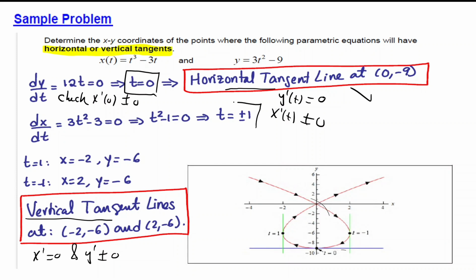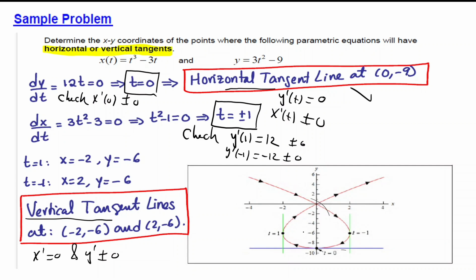And you have to check. This is important. You need to check whether y prime equals 0 or not. So y prime of 1 equals what? Let's go back there. Y prime of 1 equals 12. Y prime of negative 1 equals negative 12. Both of them do not equal 0. So we have to check both conditions again. It's and, not or. Now check here. It's clear that I have a vertical tangent at t equals 1 and negative 1.